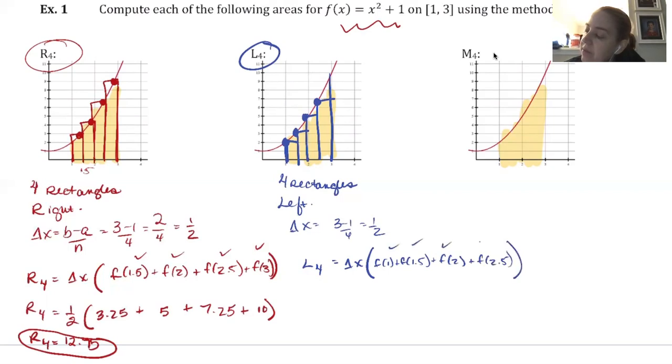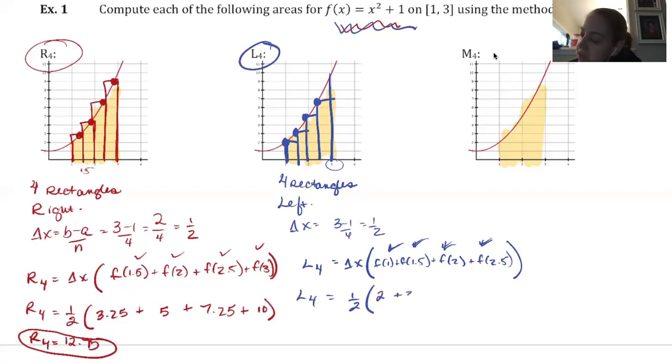1, 2, 3, 4. If you notice, we didn't use the 3, and that's okay. Students get a little happy listing them all out, and sometimes if they're not careful, we'll wind up with 5 rectangles over here, but remember, we only have 4, so don't list that f of 3. So we have a width of 1/2, f of 1, if I put that into the original function up here. 1 squared is 1 plus 1 is 2.